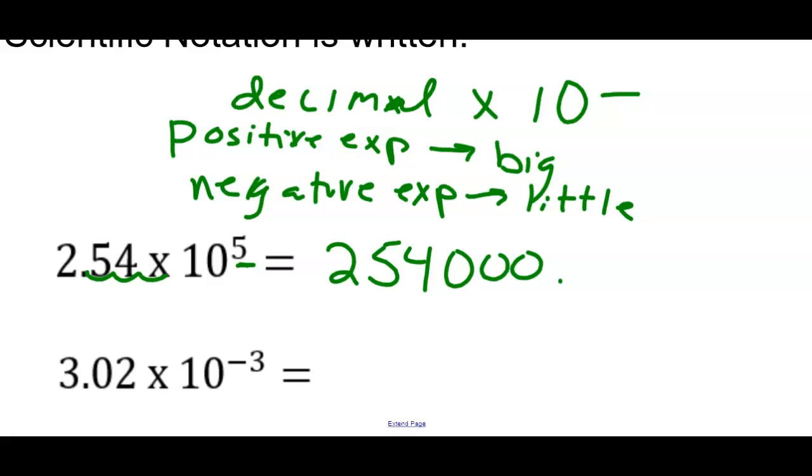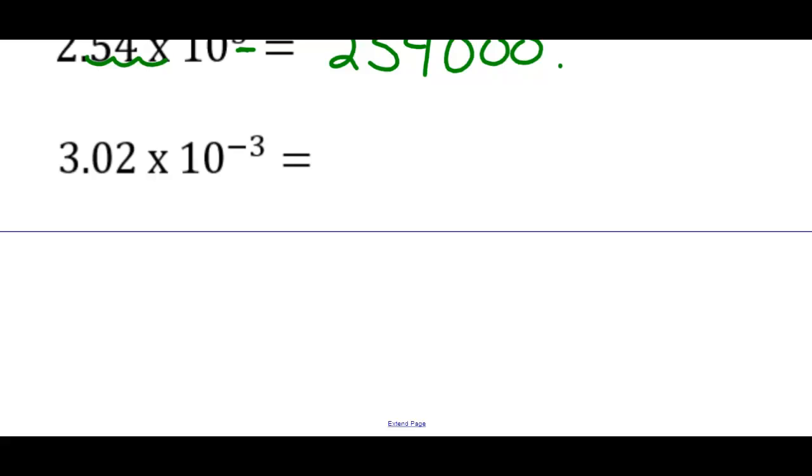Cool. So now, this is a negative exponent. Is this going to be a little number or a big number? Little. Are my zeros going to go in front of the number or behind the number? In front. So, here's 1 space, 2, 3. How many zeros do I need to add in front? 2. There's 2 little grooves here, right? So it's going to be 0.00302. Those are the same thing. This is the standard version, and this is the scientific notation version. Good?